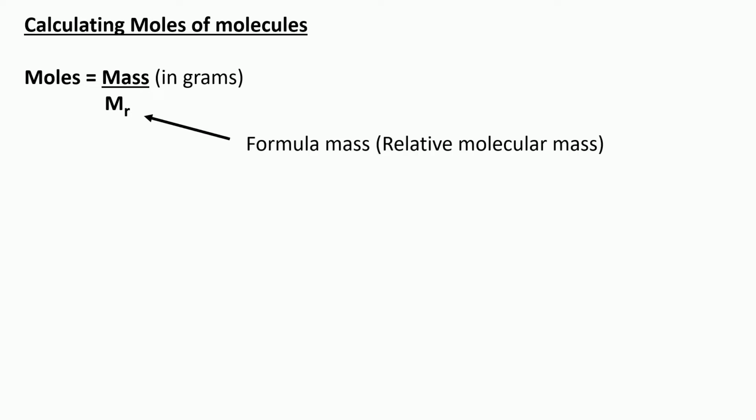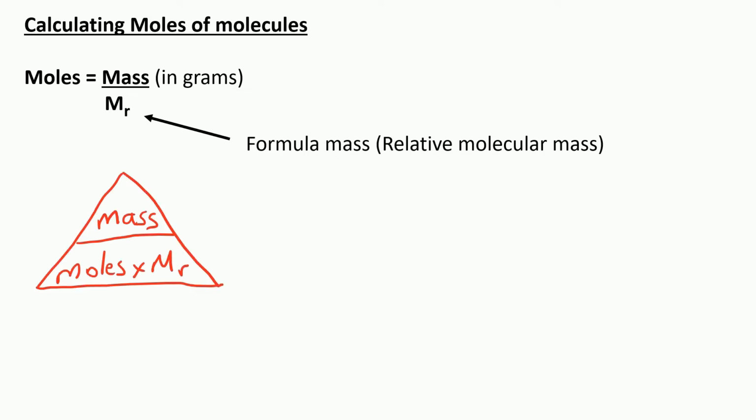If you've forgotten how to work out the formula mass, then go over one of the earlier videos where we spent a whole video revising formula mass. But you'll soon see in a moment. Once we put that into the triangle, we've got mass at the top and moles and MR at the bottom. So that means if we're asked to work out the mass in grams, it's moles times MR. Let's look at some examples again.